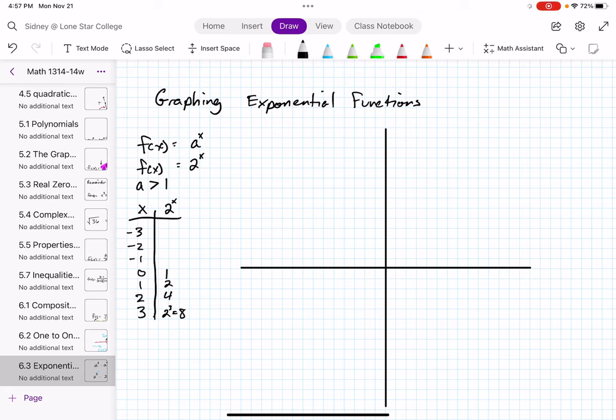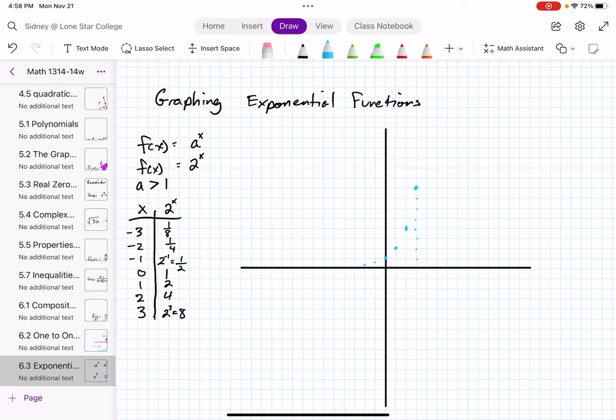And we have 2 to the -1 power, which is 1 over 2. And then I have 1 over 4, and I have 1 over 8. Now, if I plot these points, we will see some interesting stuff. So let's see here. If I look at the point (3, 8), that's 1, 2, 3, 4, 5, 6, 7, 8. And then I have (2, 4), and then (1, 2), (0, 1). And then I have (-1, 1/2) right there, and (-2, 1/4) on there.